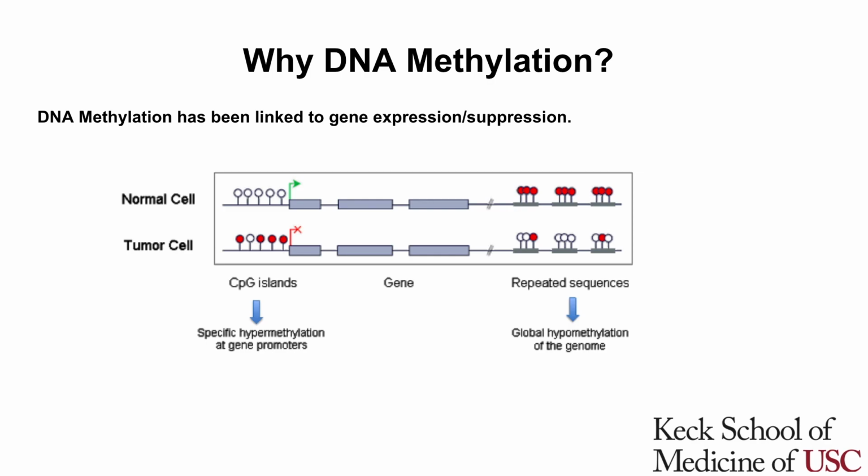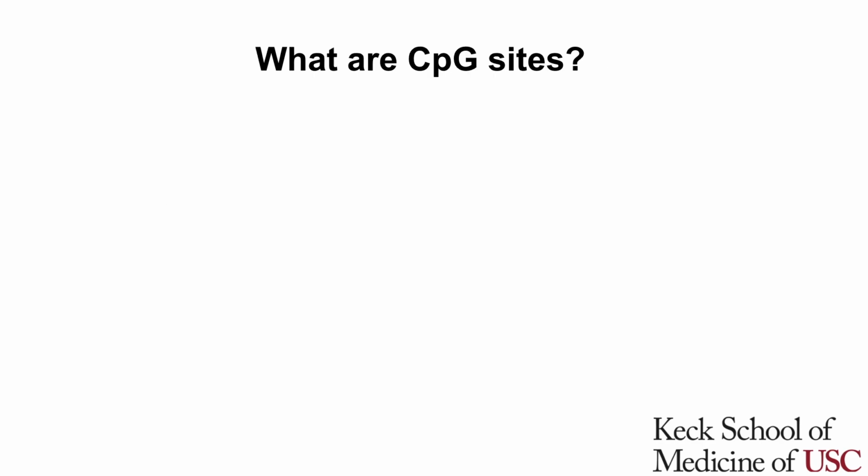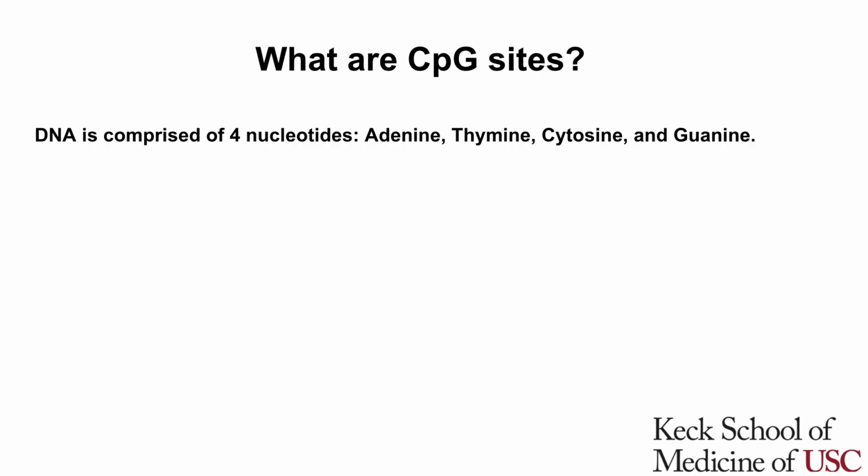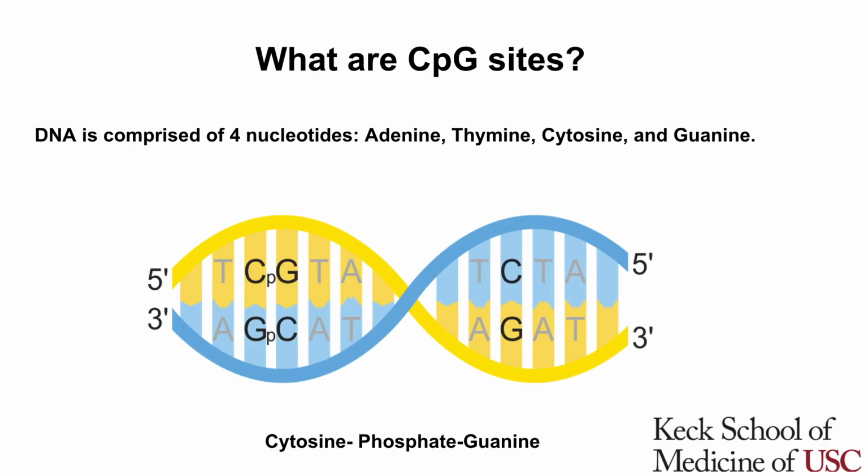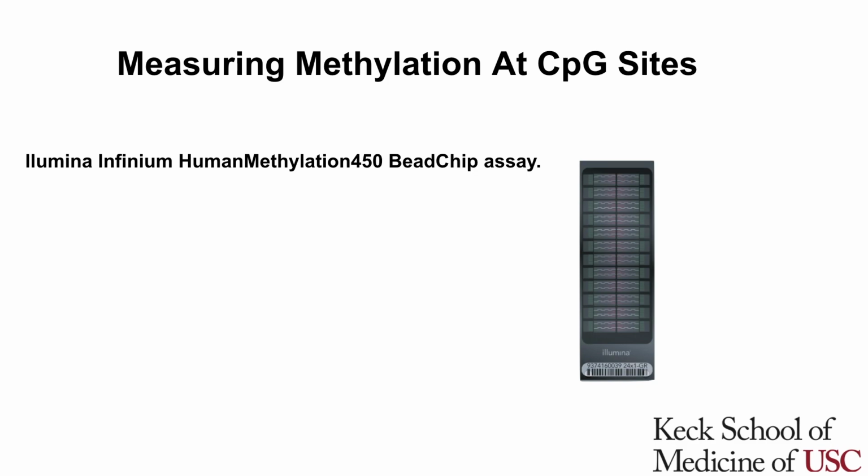In particular, we examine DNA methylation at locations called CpG sites. Now, what are CpG sites? Well, we know that DNA is comprised of 4 nucleotides: adenine, thymine, cytosine, and guanine. CpG sites are the locations on the DNA strand where a cytosine is followed by a guanine, bonded together with a phosphate molecule. CpG methylation sites are measured using the Illumina Infinium Human Methylation 450 B-chip assay.